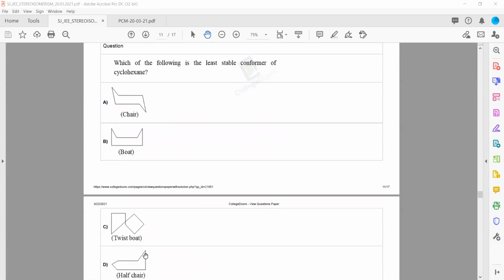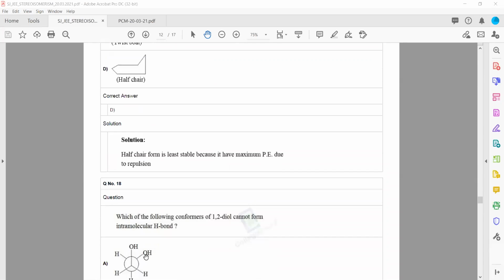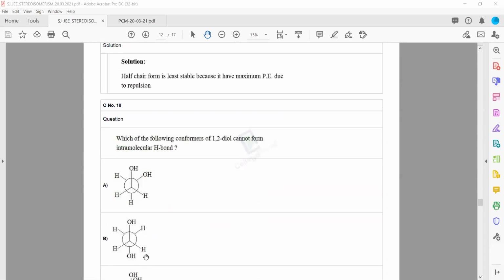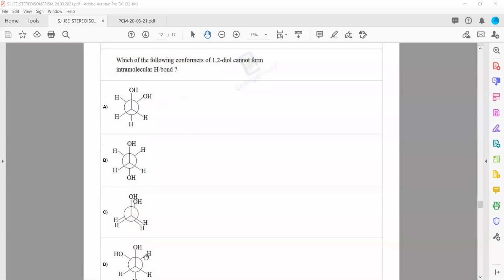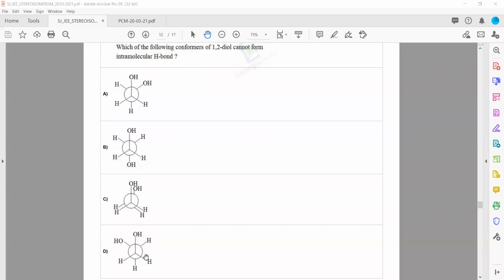This should be simple. Which of the following is the least stable conformer of cyclohexane? Half chair. Which of the following conformers of 1,2-diol cannot form an intramolecular H bond? Who cannot form an intramolecular H bond? B. D. C.